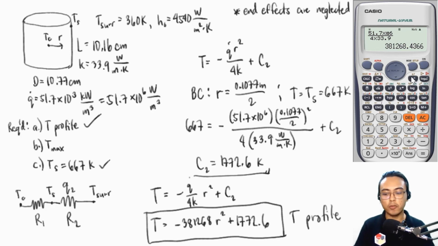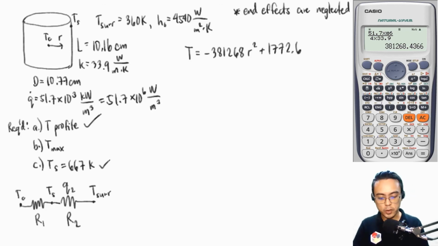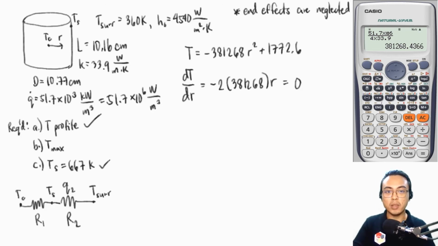The last one that we have to find is the maximum temperature of the cylinder. For the maximum temperature of the cylinder, we simply have to take the first derivative of the temperature profile with respect to R, equate it to 0, and then solve for the values of the maximum temperature and the position at which the maximum temperature occurs. So let me first erase some of this. Okay, taking the first derivative, we have dT over dr is equal to negative 2 times 381268 times r. This is our first derivative, and we equate it to 0 for maximization.